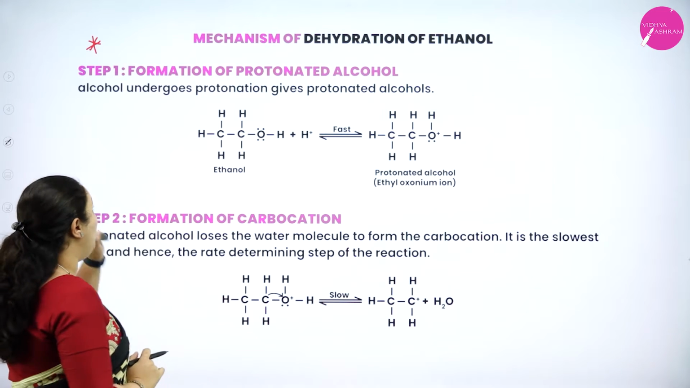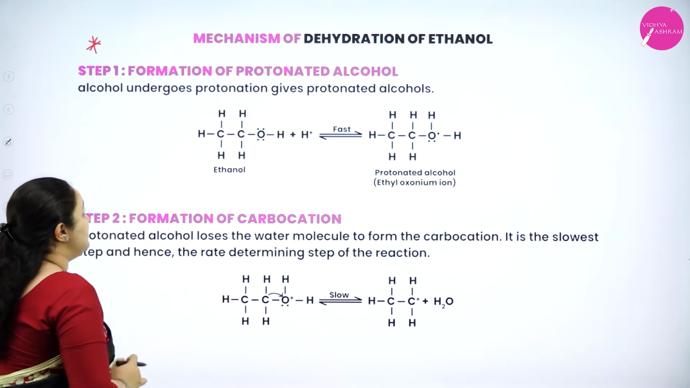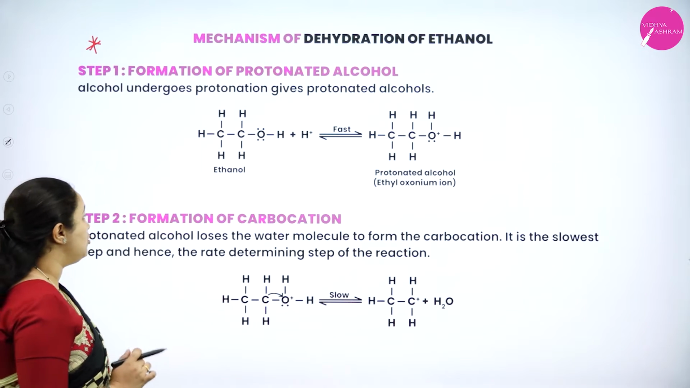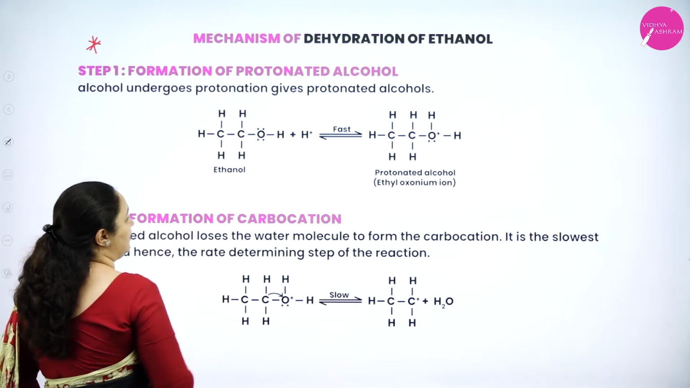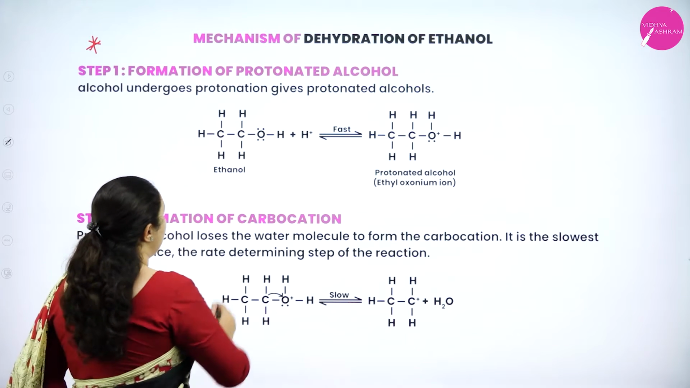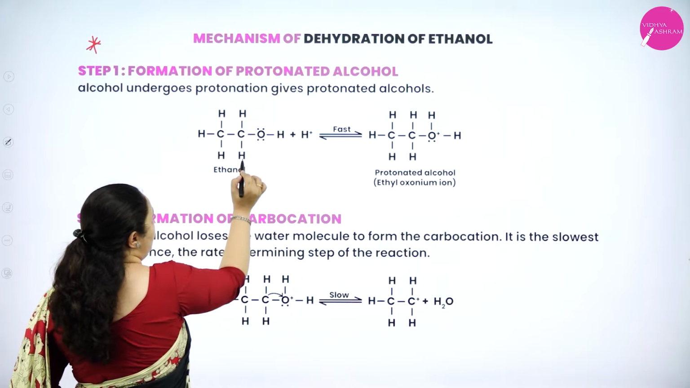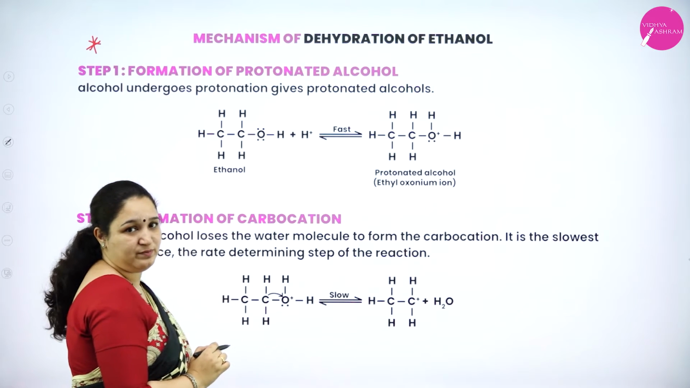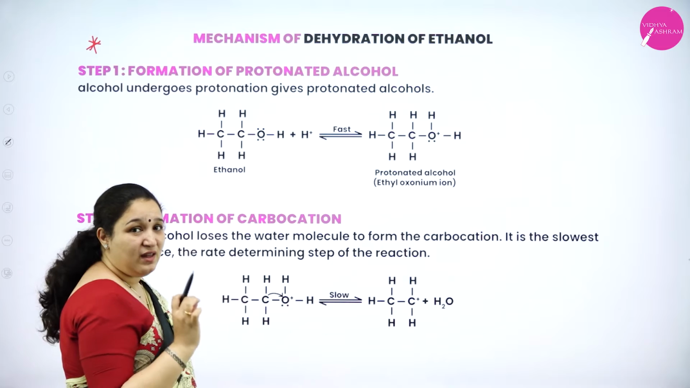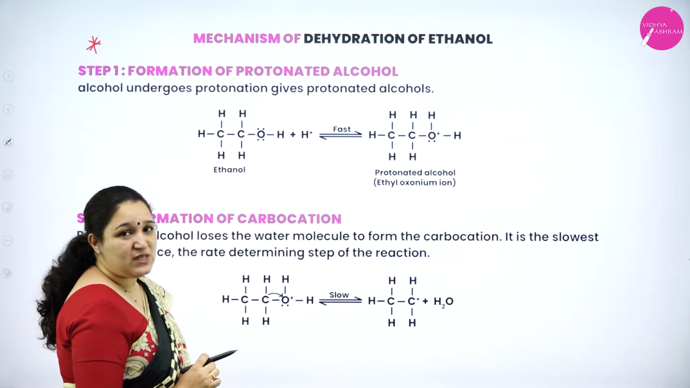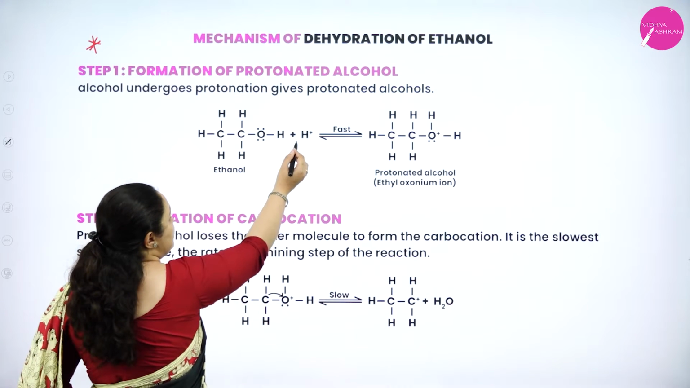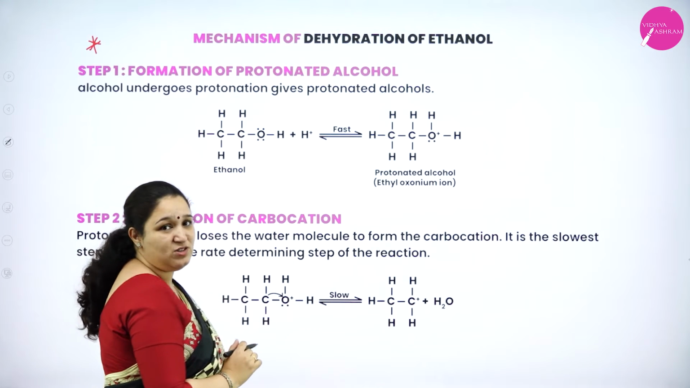Okay, so what is the first step? Step 1 is formation of protonated alcohol. So we are taking ethanol here as an example. You can see 2 carbon atoms, CH3 group, CH2 group, OH group, and oxygen has a lone pair of electrons. And what is the catalyst which we are using? It is acid. Acid has H plus ion, so there is H plus ion in the solution.